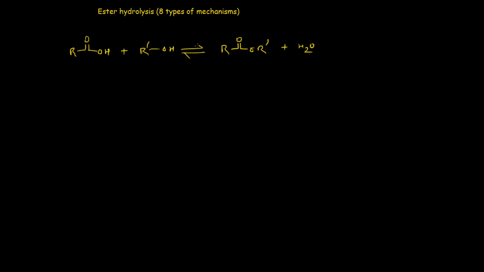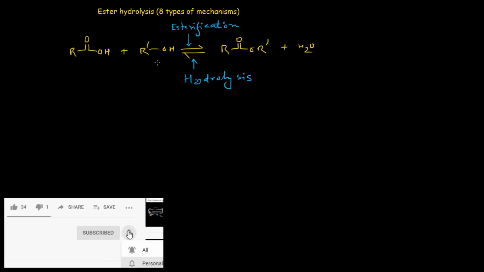Since this reaction involves an equilibrium situation, the forward step of this equilibrium is called the esterification, since the ester is forming in the forward step, and the backward step is called the hydrolysis. And today we are going to discuss the different types of mechanisms of this hydrolysis step. For hydrolysis to take place, this water molecule must react with the ester molecule, and then it will eventually provide the corresponding starting materials, which are the carboxylic acid and the alcohol molecule.